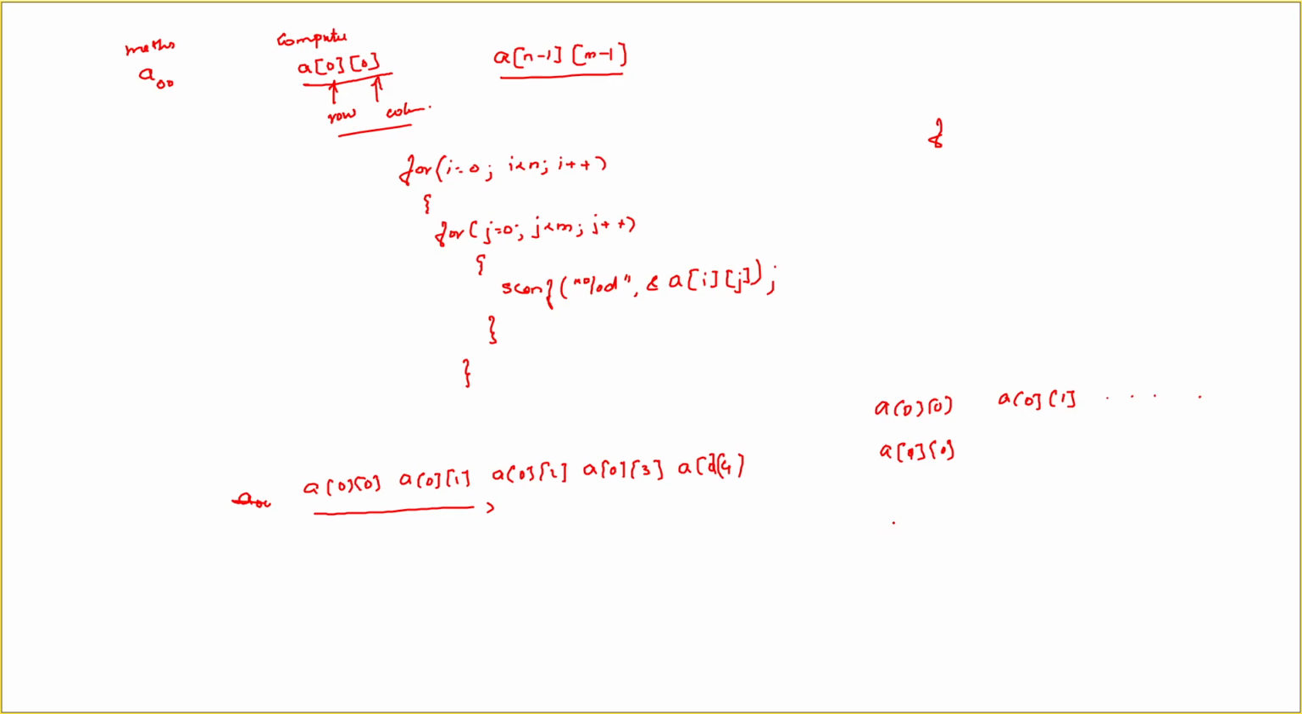Okay, so for that, if I am displaying the elements, what I am going to do is write: for i equal to 0, i less than n, i plus plus. Here I will be printing printf backslash n, a new line.